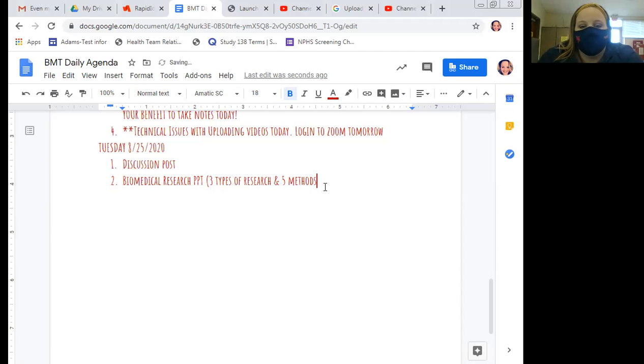I do not think we're going to get through all of this. I think that we will get through the 3 types of research, and then it will be your job to review the 5 methods tonight. You will have an assignment tomorrow on this information that we get through today. So the 3 types of research and the 5 methods, you do need to know them. It will be a graded assignment and it will lock after tomorrow night. So just keep that in mind. So this is what we're doing for today.